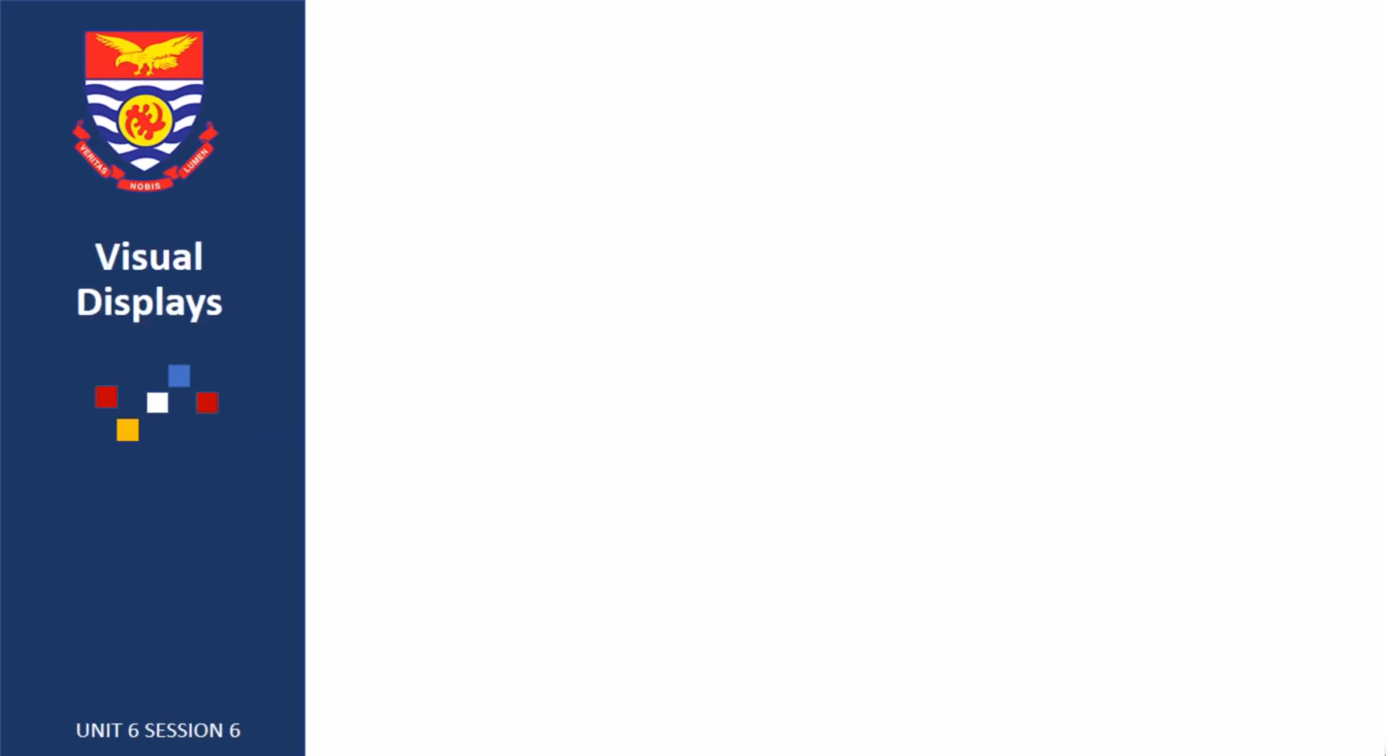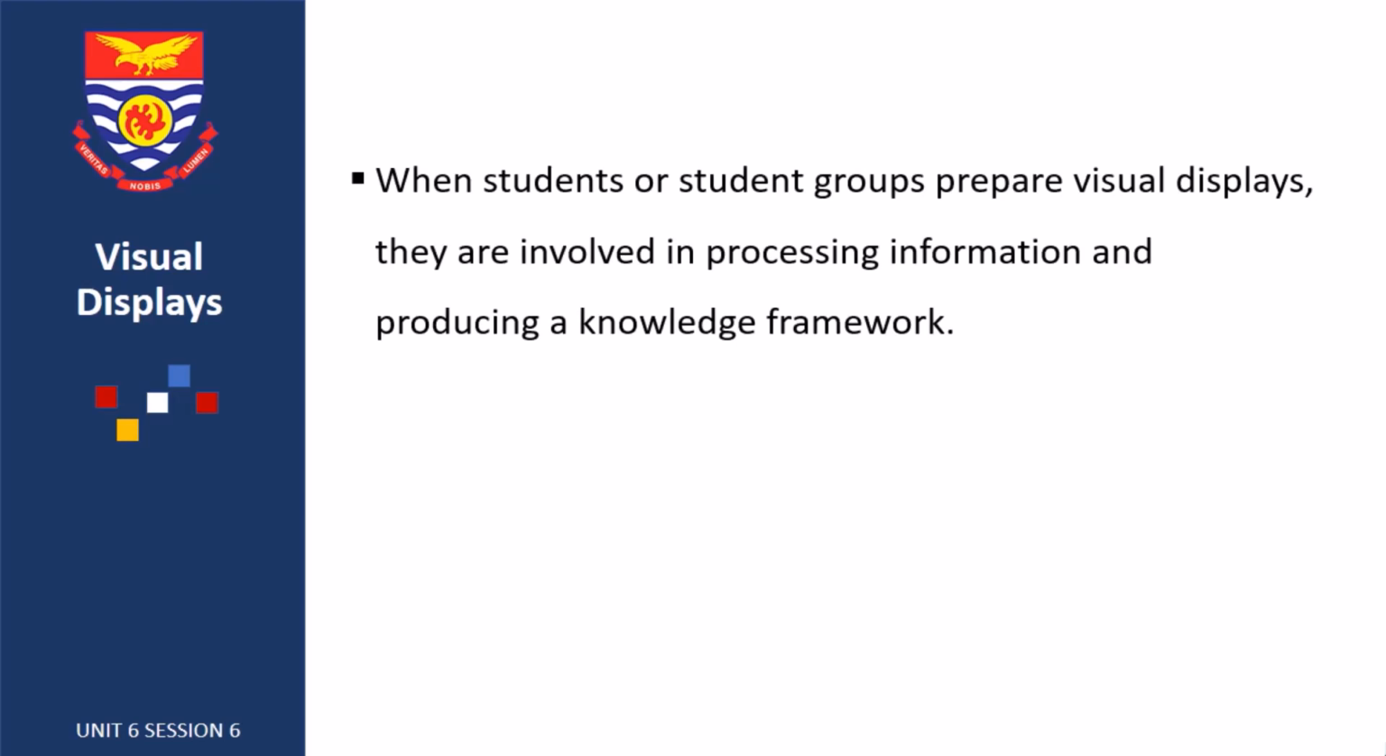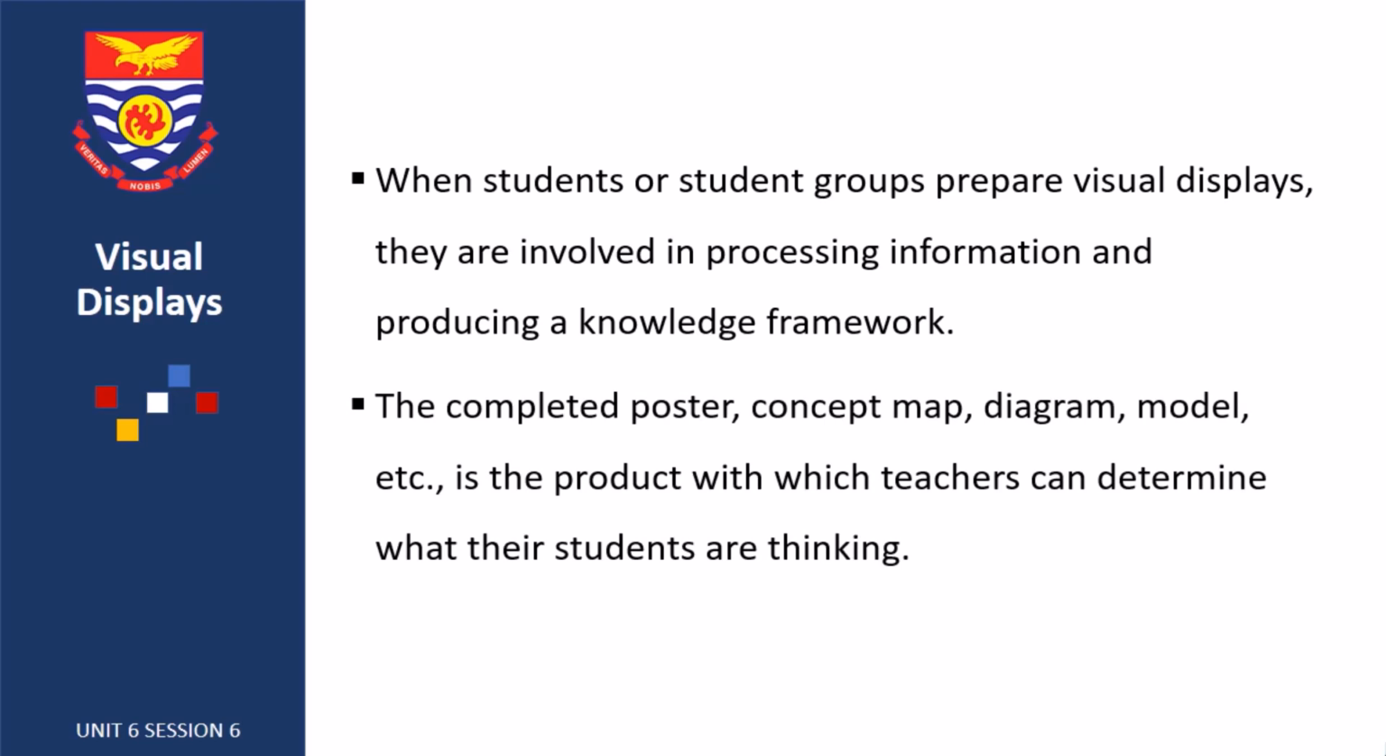We can also use visual displays. Here, students or a group of students will prepare the various visual displays, and they should be involved in processing information and producing a knowledge framework. For instance, it can be the model of the atom. Then we make learners get a chart, a visual display of this model of the atom. We can paste it in the classroom and know that before learners capture this model of the atom, they will try to understand what exactly the various parts mean before they capture it on a chart to be displayed in the classroom.